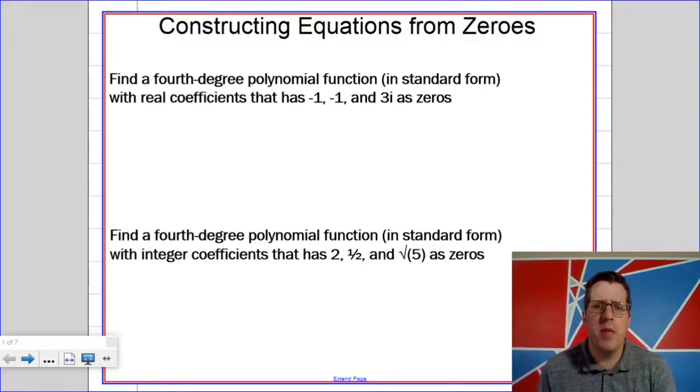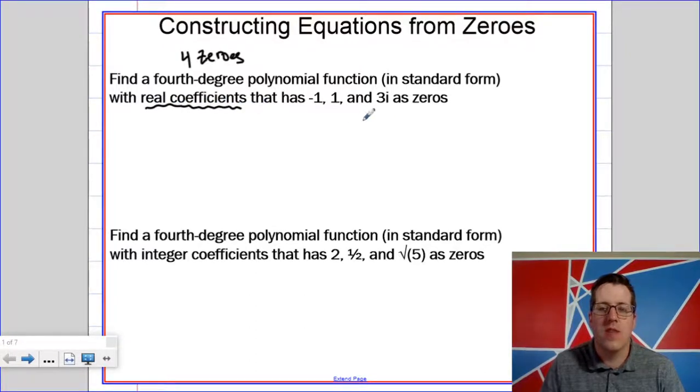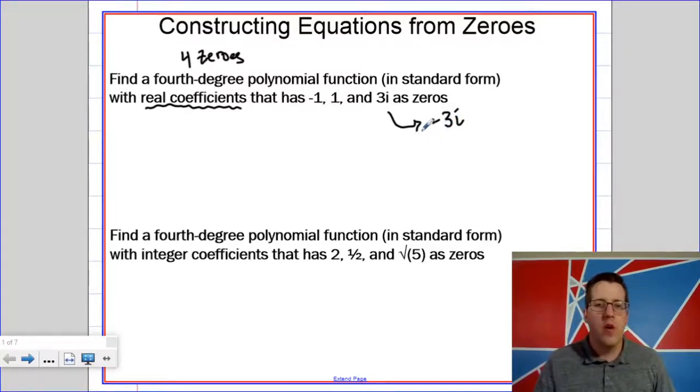Find a fourth degree polynomial function in standard form with real coefficients that has -1, +1, and 3i as zeros. Well, the fact that it's a fourth degree polynomial tells us that it has to have 4 zeros. And the fact that it has real coefficients gives us this nice conditional statement that if 3i is a 0, then -3i is also a 0.